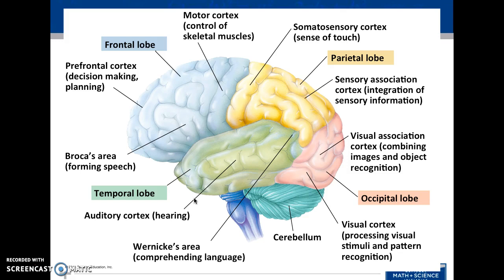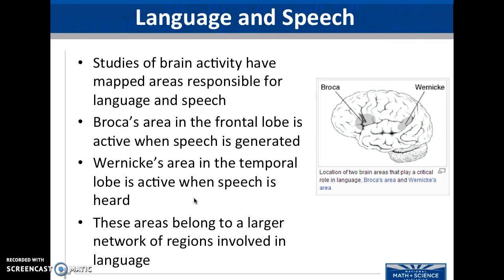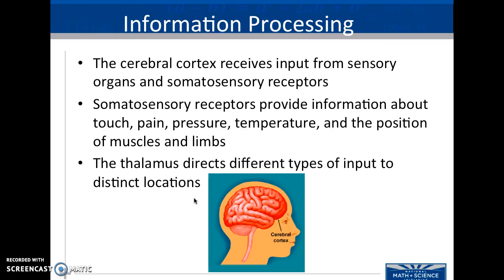And so we sometimes see if people get in a car accident or people have these damaged areas, they either cannot form speech or they can't understand speech. And this is really interesting that we found very specific areas in the brain that control our ability to speak and be spoken to, or ability to understand what is being said to us. And we can talk about this a little bit more in class. Please feel free to bring it up.